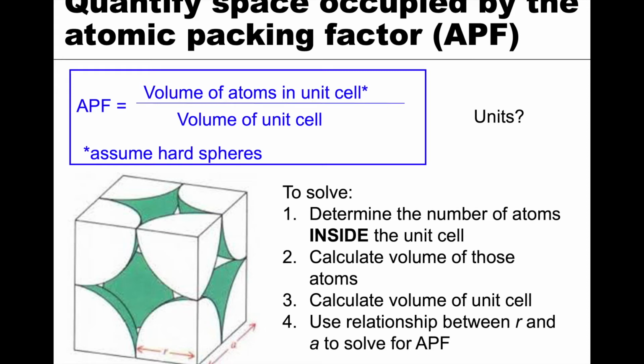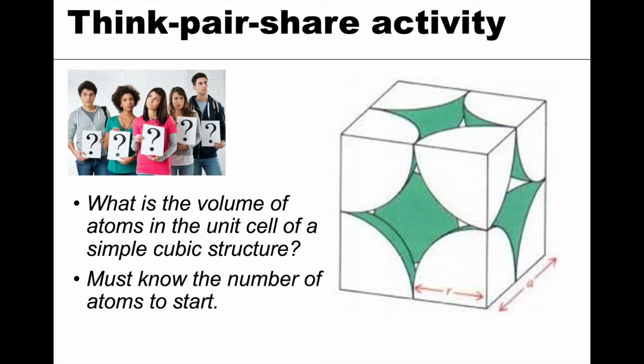All right, so let's get into the next question I have for you on the quiz. Looking at the structure, what is the volume of atoms in the unit cell of this simple cubic structure? Therefore, you have to know the number of atoms to start. So see if you can come up with the number of atoms and then calculate the volume for those atoms. Pause the video, see if you can solve that, and come back and we will discuss.